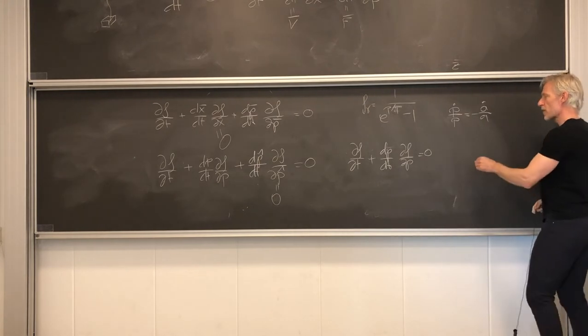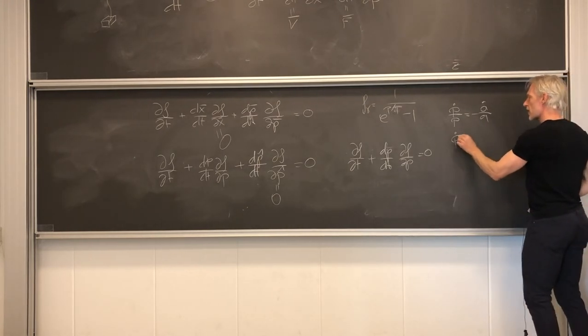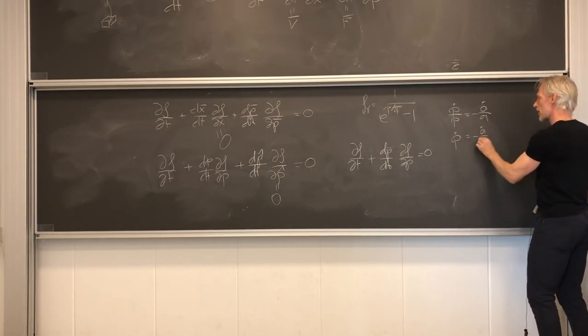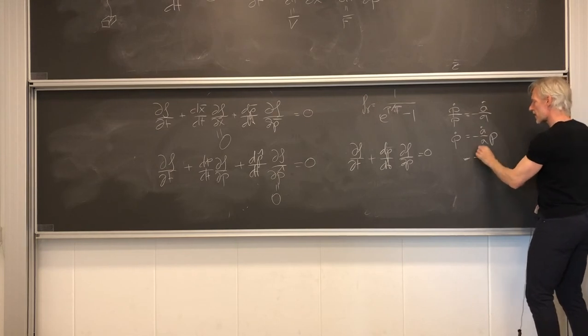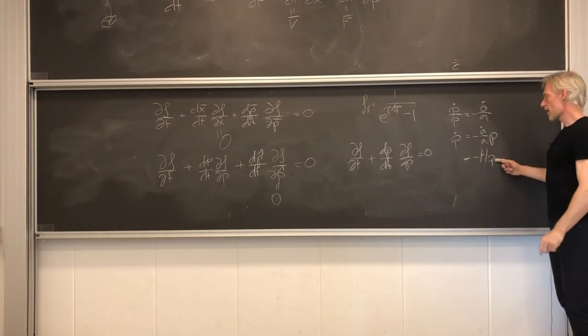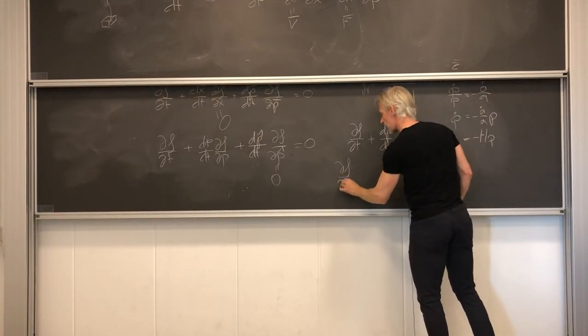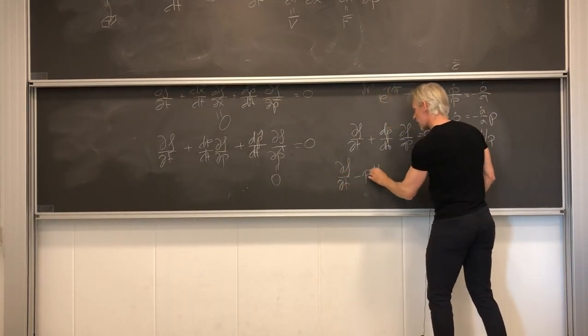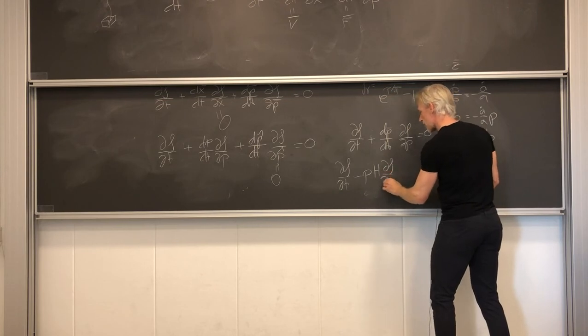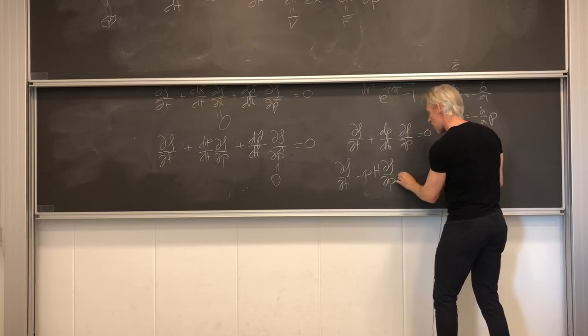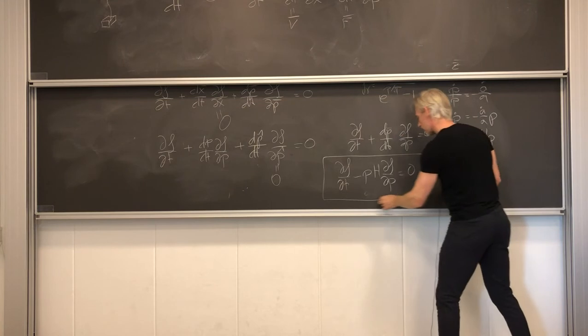But down here I have the p dot term. So I can write p dot as minus a dot divided by a times p, or minus the Hubble parameter times momentum. So the final form of the Liouville equation in this homogeneous and isotropic universe is simply this.